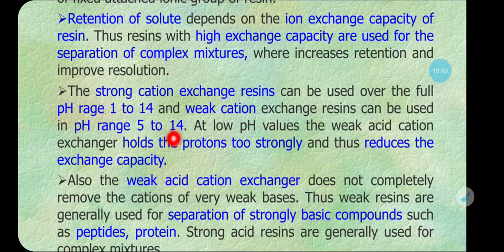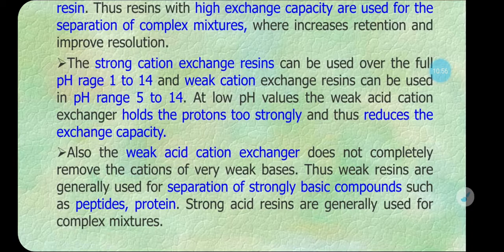So that's why pH is one of the most important factors where the resin shows higher exchange capacity. Also, the weak acid cation exchanger does not completely remove the cations of very weak bases. They only exchange with the cations of strong bases. Thus, the weak resins are generally used for the separation of strongly basic compounds such as peptides and proteins. Strong acid resins are generally used for complex mixtures.